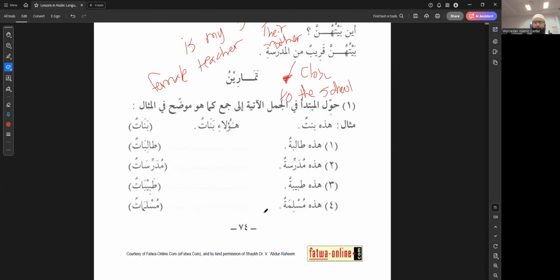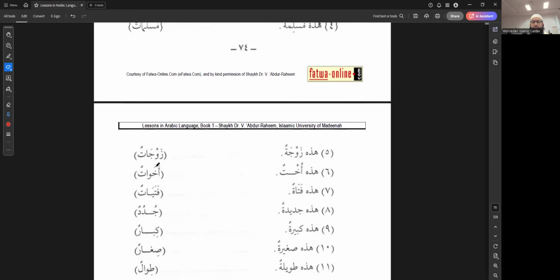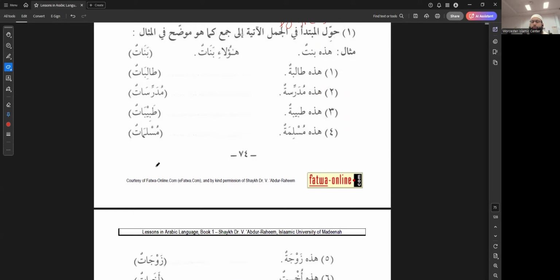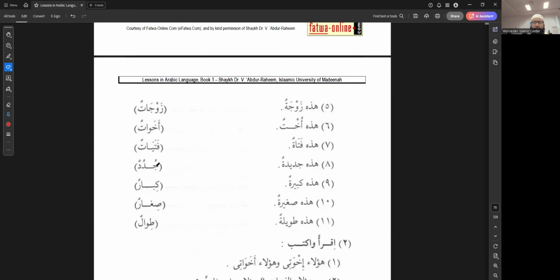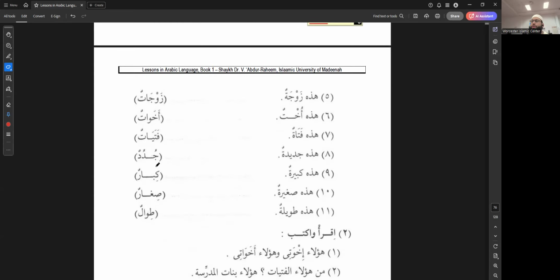And then you'll see the words are very similar here too. Okay? So you have bint, and the plural of bint is banat. Then the next are going to be sound feminine plural. Okay, so you have mudarrisatun, and you add the alif ta at the end, it becomes mudarrisatun. Taliba, talibatun. Tabibatun turns into tabibatun. Muslimatun turns into muslimatun. Zawjatun turns into zawjatun.